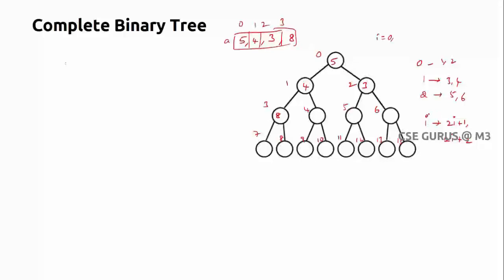Whenever you are at a node i, if you want to get the children of a binary tree, you can write simply 2i plus 1 as the first one, the left child, and 2i plus 2 as the right child. So like this you can represent a binary tree if you take it in an array.